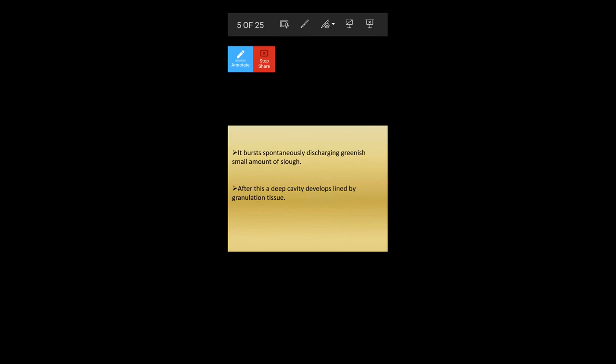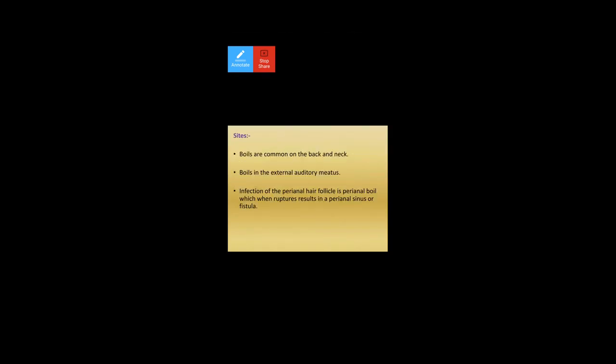This is how any kind of boil will appear in anybody's body. Okay, next slide. What are the commonest sites of boils? Because it's a hair follicle infection, it is always common in the parts where there is an abundant amount of hair. So first, boils are common on the back and neck.